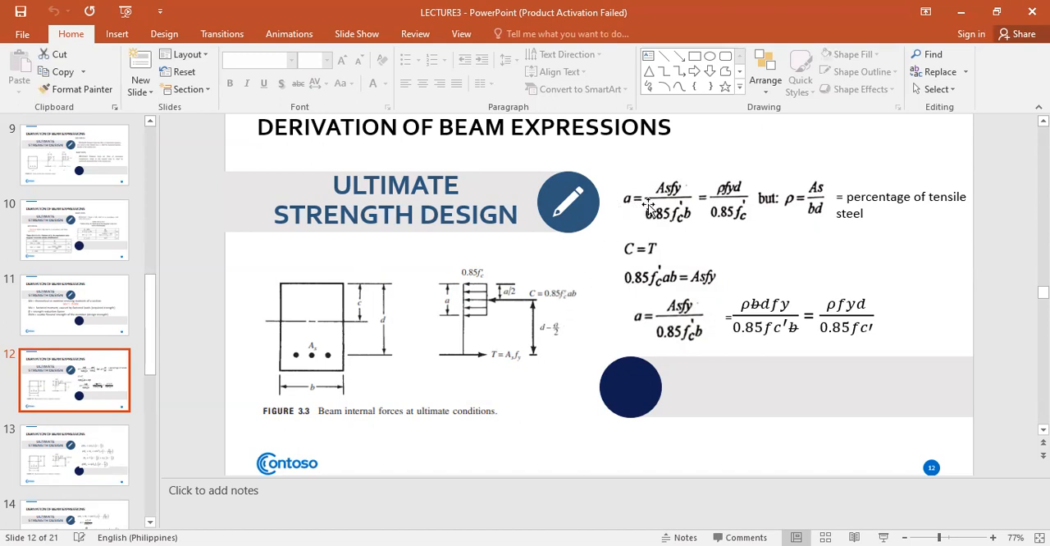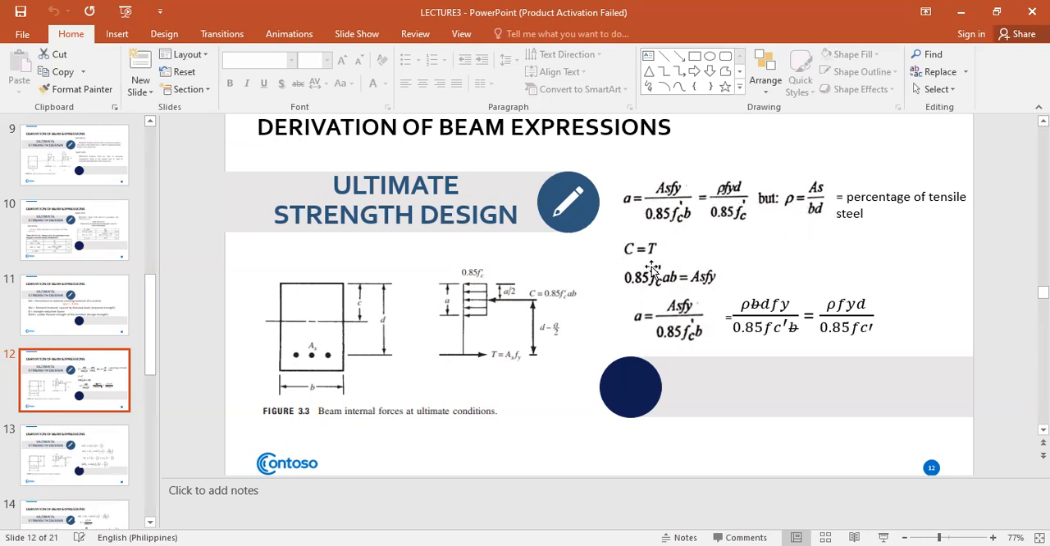A is equivalent to ASFY divided by 0.85 FC prime P. So this could also be equal to rho FYD divided by 0.85 FC prime. But rho here has another value in the form of this equation. Rho is equivalent to AS over BD. So let's derive where this equation came from.